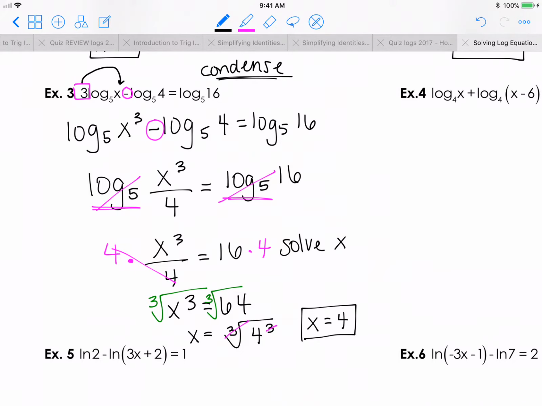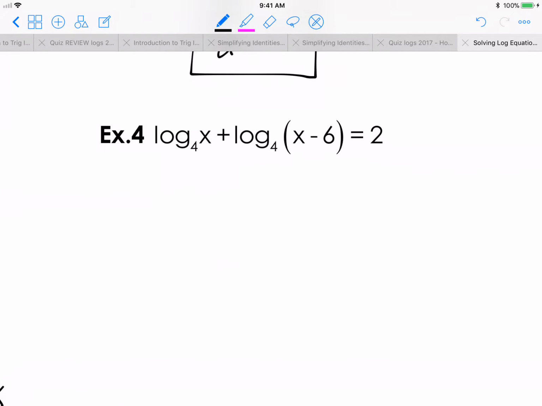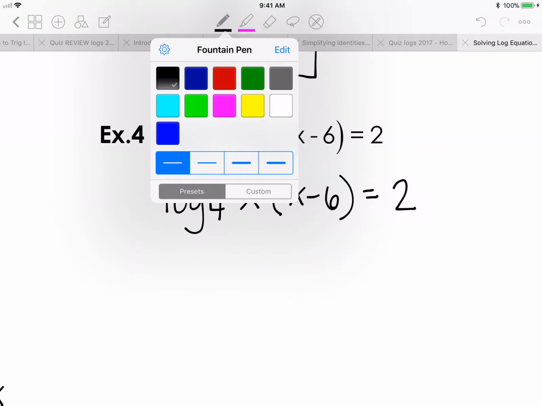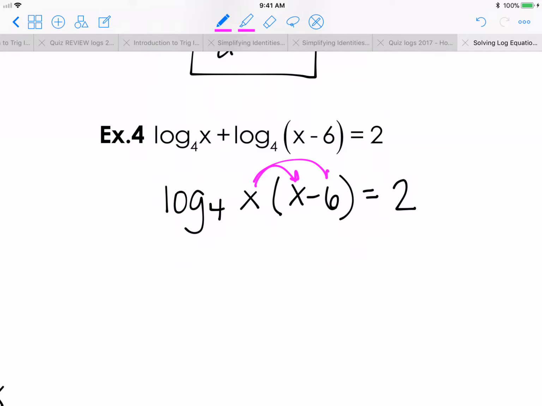So let's look at number 4. So again, we're trying to condense down to one log on both sides. So let's start condensing here. So we have log base 4, it's a positive, so it's x times x minus 6 is equal to 2. So now what I would do here is I would go ahead and distribute that x to both of these. So you're left with log base 4 of x squared minus 6x. And you can still put those in parentheses if you want to, is equal to 2.